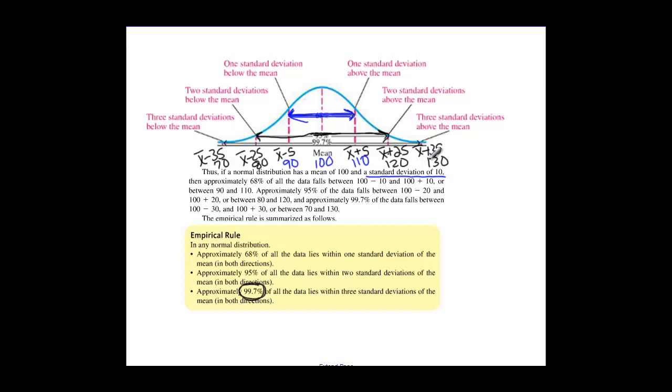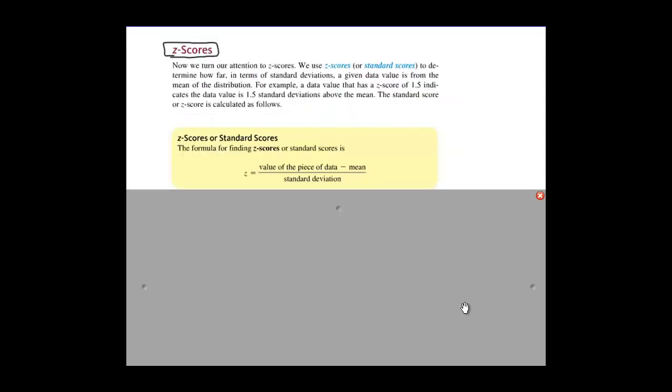There may be some outlying factors there. But if we're told that data has a normal distribution, then those percentages would be true no matter what data you were dealing with.